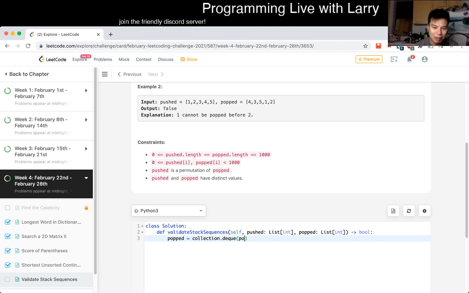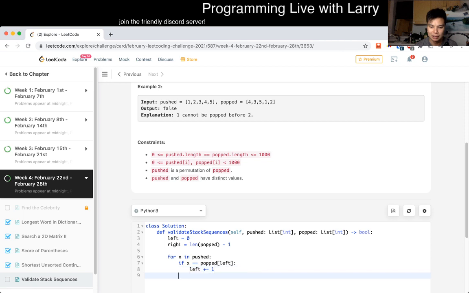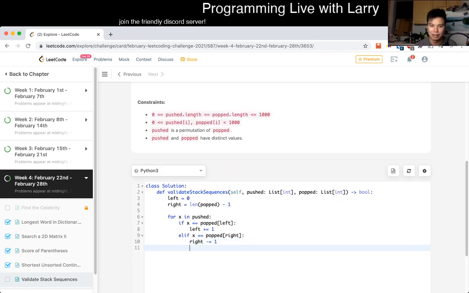My warning is that if you want to do this cleaner, you just have a pointer on the popped and then another pointer on the left. Okay, fine, let's do it that way. I just wanted to keep it really simple. So left is equal to 0, right is equal to length of popped minus 1, and then for x in pushed, if x is equal to popped of left, we increment left. Else if x is equal to popped of right, right minus 1, and we assume that you got length, otherwise this would be wrong. Else return false, return true.